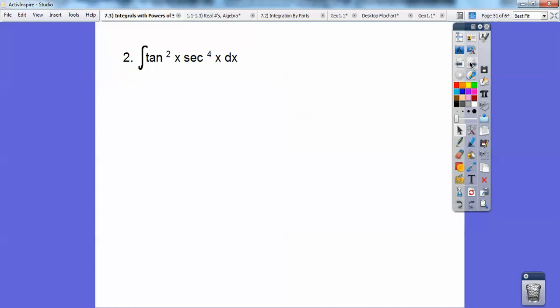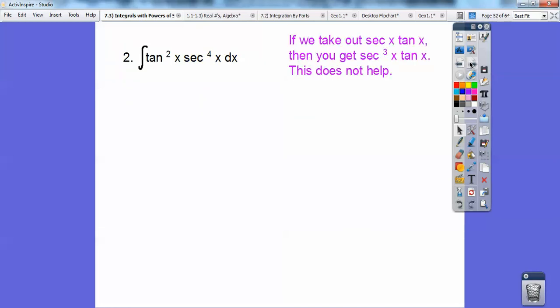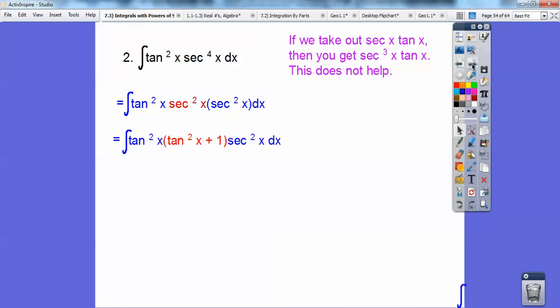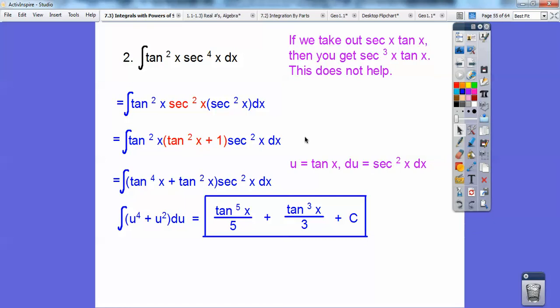Okay, all right, let's try this one right here. Okay, so there's ways to do this. If we take out secant x tan x, then you get secant cubed x tan x, and I ran into a jam on that one right there. Okay, so what I did is I pulled out the secant squared x right there, and then I did another identity right there. The identity was this one right there, and then I did it all in terms of tangent, and distribute the tangent through, do a little u substitution. So u is tangent x, so du is secant squared x, so there's du right there. There's the final answer right there.